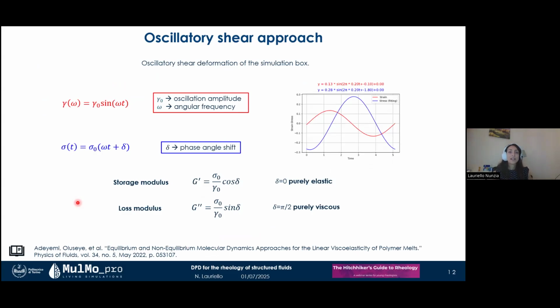To investigate viscoelastic properties, there is the possibility to apply an oscillatory shear technique. A sinusoidal strain is imposed on the system. A viscoelastic sample has a stress response that oscillates with the same frequency as the strain, but with a phase shift that ranges from 0 in the case of a purely elastic fluid to half pi in the case of a purely viscous fluid.